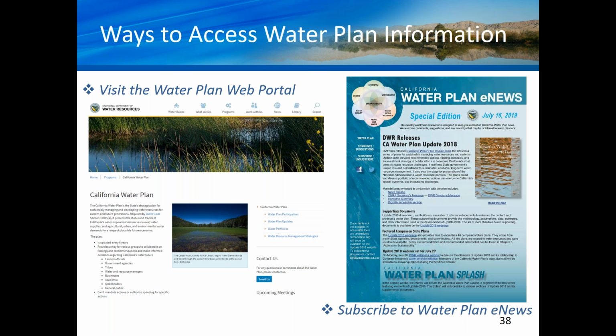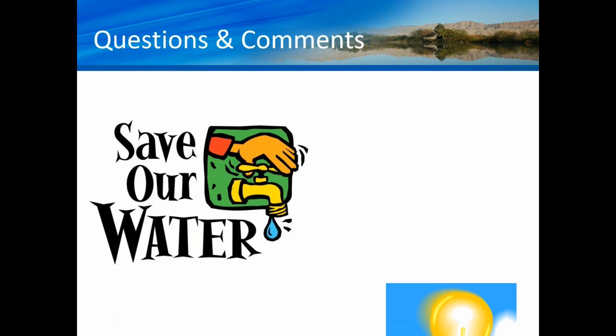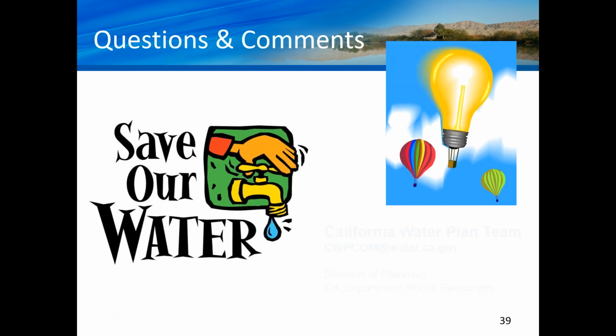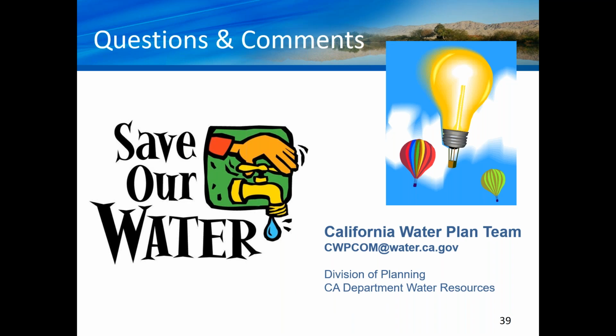The web page that Francisco showed you, we hope it's user-friendly. We recognize that because of the new ADA accessibility requirements on the state, we aren't able to post all of the documents today. However, we want to underscore that you can get access to those documents by emailing the cwp.com, it's going to come up here in a minute, at water.ca.gov.